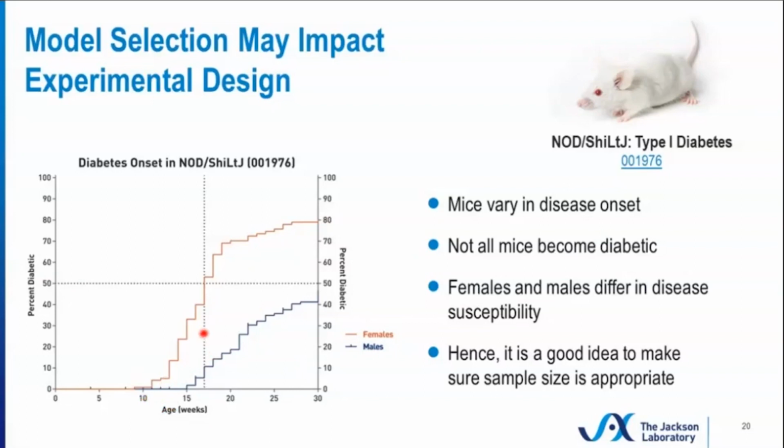Hence, to incorporate all of these into what can happen, what is possible, it's always a good idea to make sure your sample size is appropriate. If there are changes that are not known or not predicted, it's always a good idea to take a few extra animals into consideration when planning your experiment.